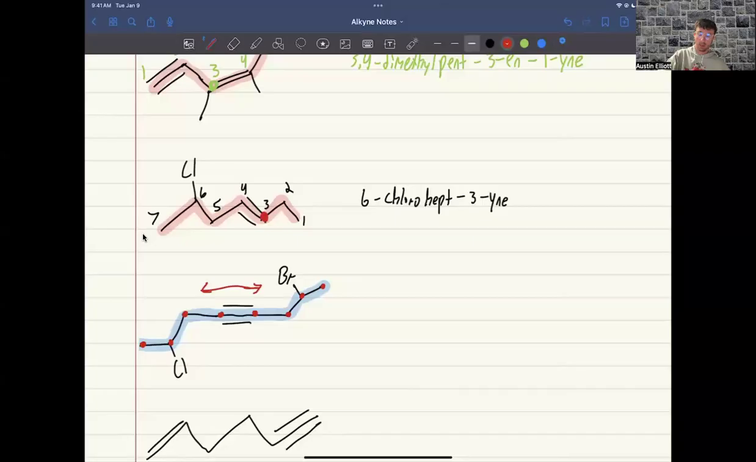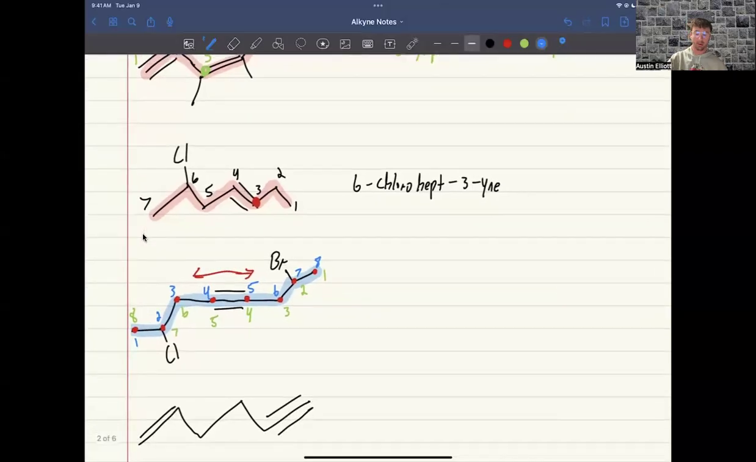So now we're going to number. So we're going to go 1, 2, 3, 4, 5, 6, 7, 8. Then number the other way: 1, 2, 3, 4, 5, 6, 7, 8. So our triple bond, in both directions, gives it a 4.